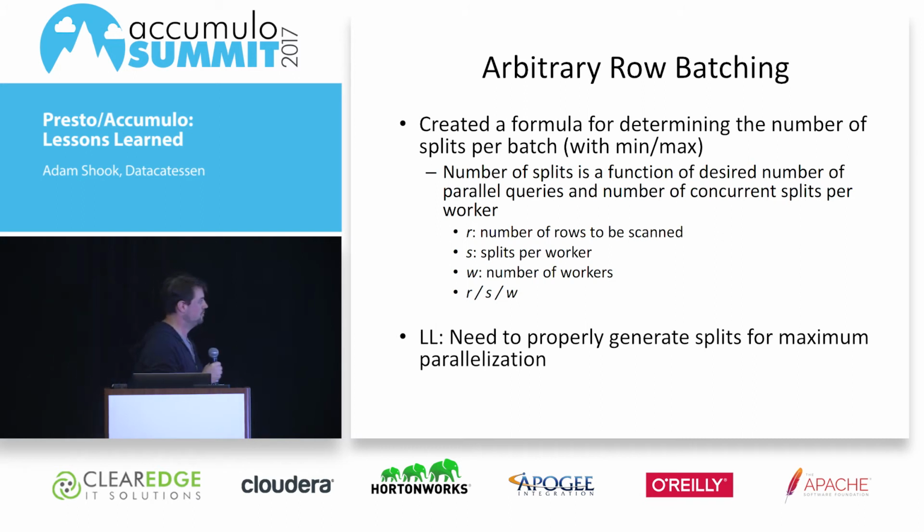So we ended up creating a simple formula to determine the number of splits per batch. When we were looking at SLAs of how many concurrent queries we want to run, we ended up with wanting to be able to run 10 queries concurrently inside this Presto system. So what we do is look at the number of rows that we're going to scan from those metrics that we're storing, and divide it by however many splits per worker you can configure. So if you want 8 splits per worker, and you have 10 workers, we can figure out how many row IDs we actually want to put in a single split.